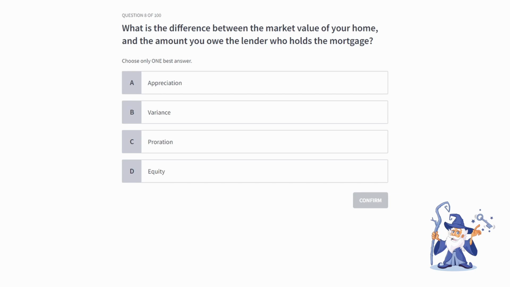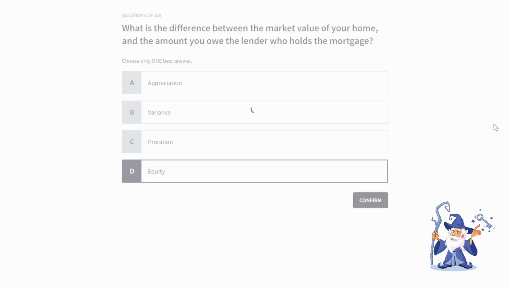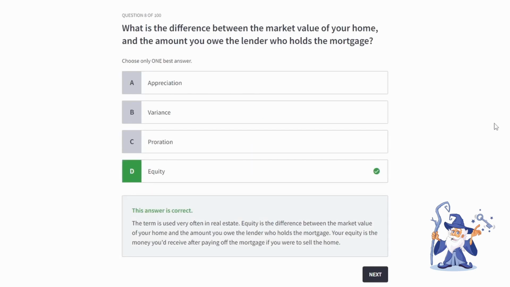Okay, so what is the correct answer for this one? Well, it's going to be D. That's right, it's equity. So the term is used very often in real estate. Equity is the difference between the market value of your home and the amount you owe the lender who holds the mortgage. Your equity is the money you'd receive after paying off the mortgage if you were to sell the home.